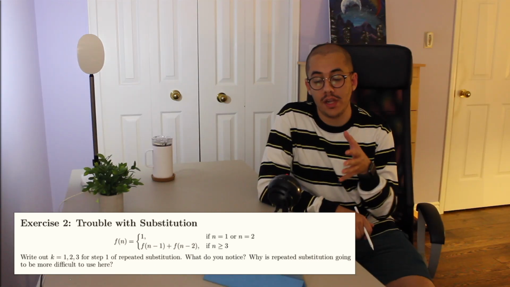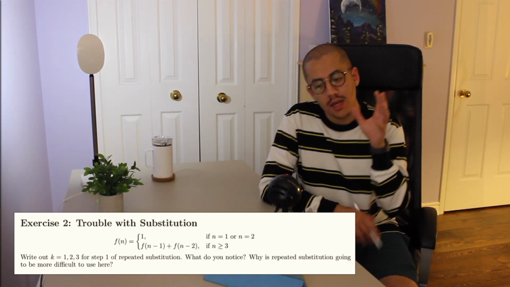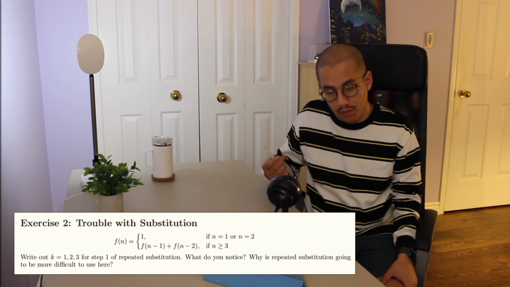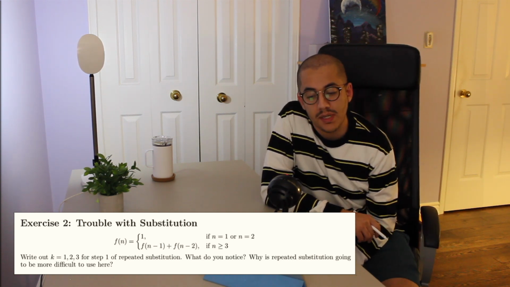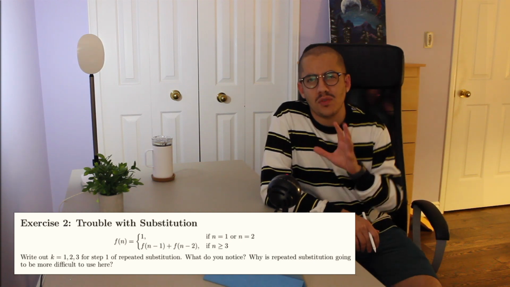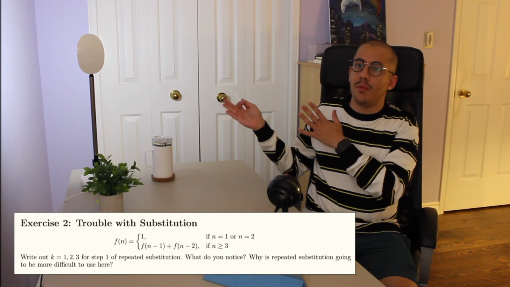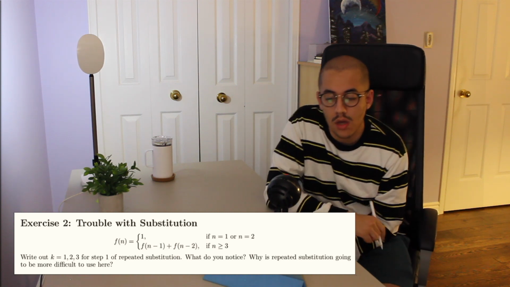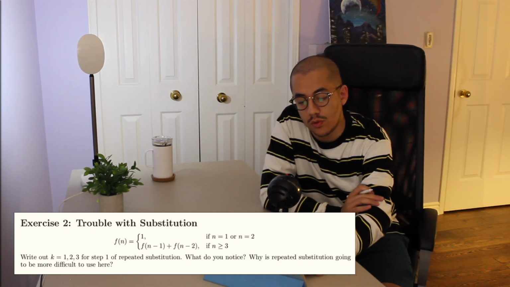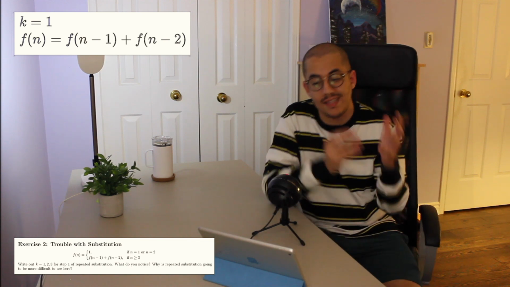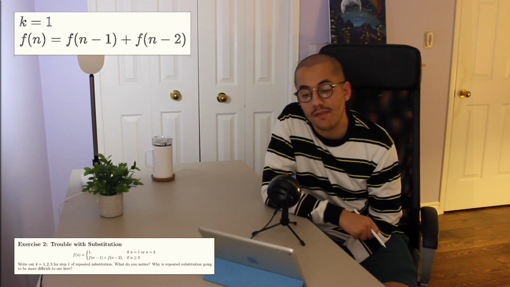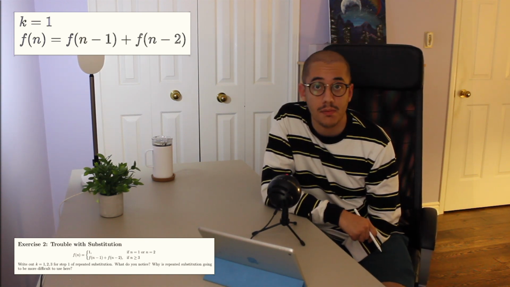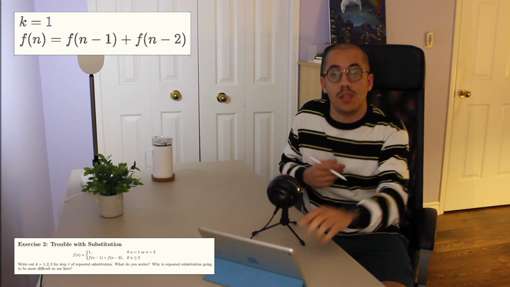All right, so like the question says, we're going to write out k equaling 1, 2, and 3 with repeated substitutions. But I'm just going to explain a couple of them, and I'm going to put them right over here, because you just have to substitute. It's not that difficult. The first time you do it, obviously, it's going to be itself. If it's already fn equals fn minus 1 plus fn minus 2, when k equals 1, fn also equals the same thing, fn minus 1 plus fn minus 2.